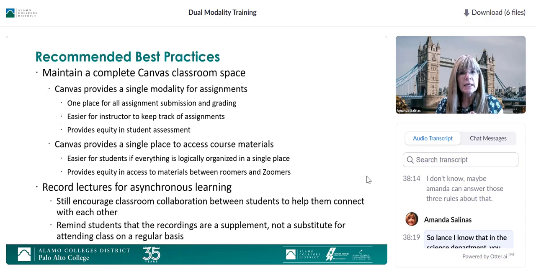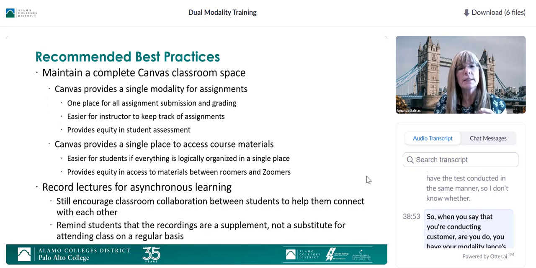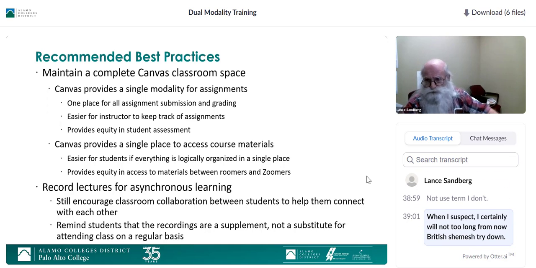In the dual modality, if you're having dual modality for the science though, if you're going to allow some of your students to take the test online, or I don't know how you're doing it with your Zoom section, but you need to allow the students who are present in your classroom to have the test conducted in the same manner. So when you say that you're conducting class, do you have dual modality, Lance? Is that what the issue is? No, not this term, I don't, but I suspect I will, not too long from now, but this semester I don't.